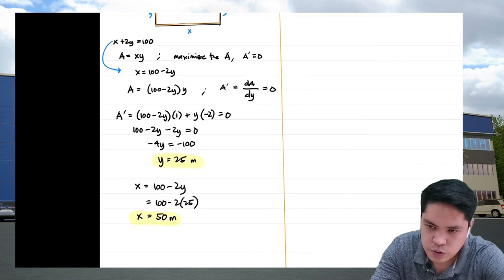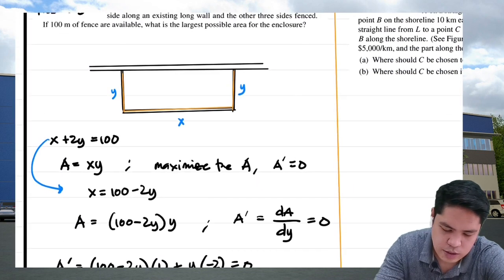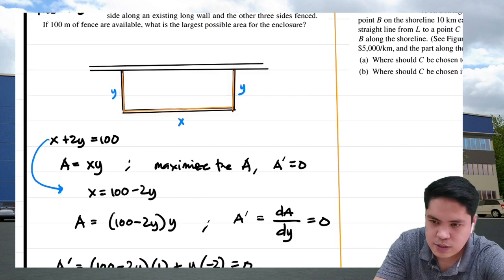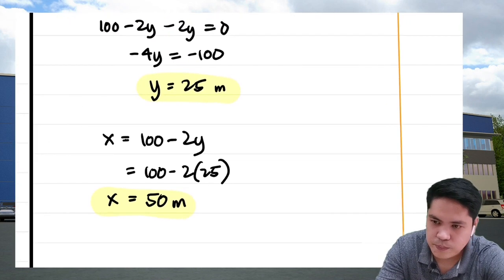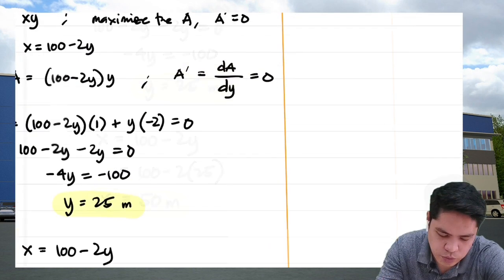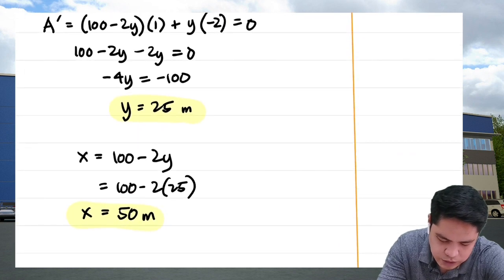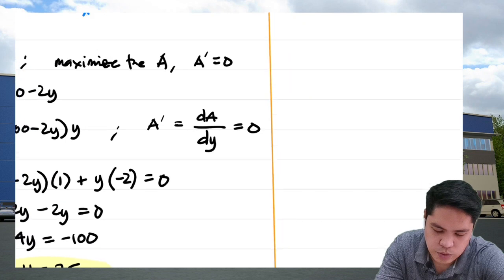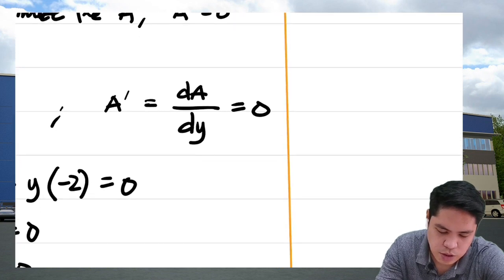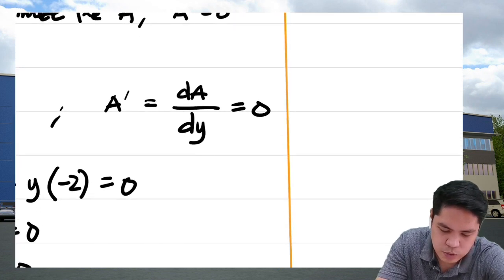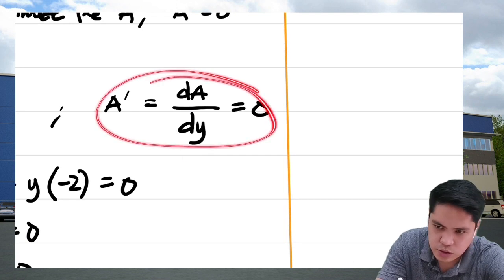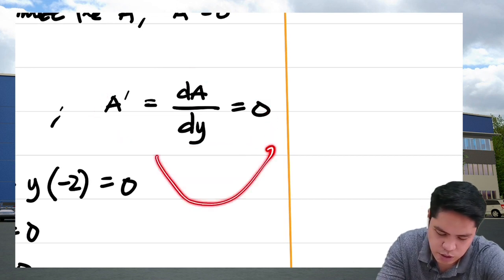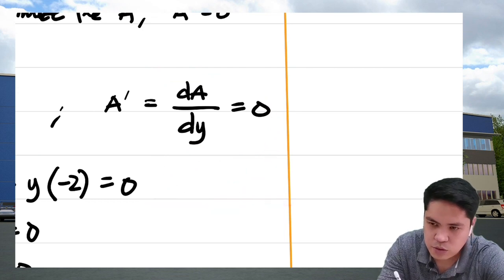So y, or this side, should be 25, and this side should be 50. And that is our answer. There is no question that what we have got is the largest, or the maximum, because ganito yun. If we need to get the minimum, we also use this condition that a prime is equal to 0, because at the minimum point sa graph, horizontal pa rin yung tangent dun.